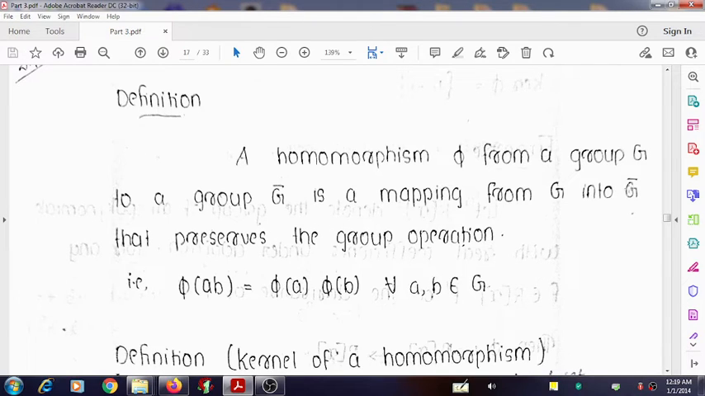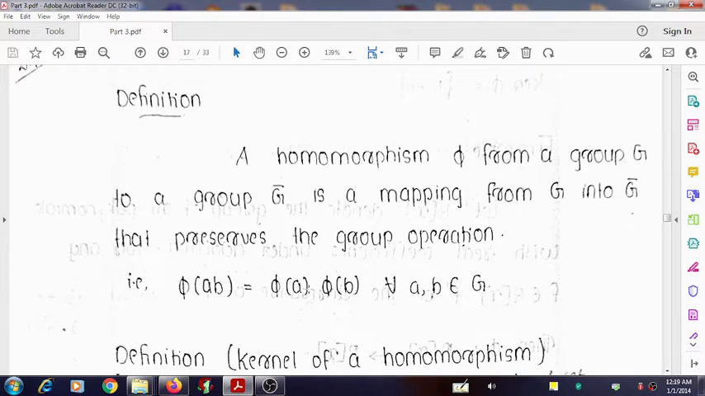That result will be taken to the second group. So that image will be in the second group, and that image can be written as the result of the operation of the image of the first element and the image of the second element, and this operation is taking place in the second group. That is the property that must be satisfied by the function which is defined from the first group to the second group. This property can be called the operation preserving property.